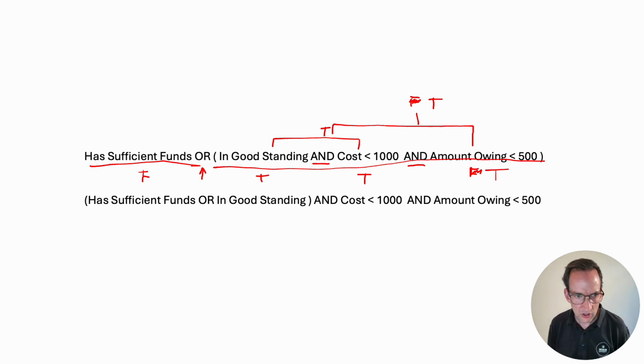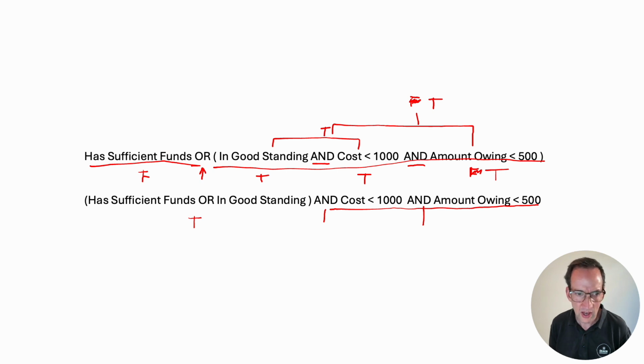We could change it around by changing the position of the brackets. So here we can say, have they got sufficient funds, or are they in good standing? And so that would all have to be true, and we can then combine that together with and. So the cost of the item less than $1,000 and the amount owing less than $500. So these ones here would always have to be true for this to be true because we've got these ands here making them a requirement.